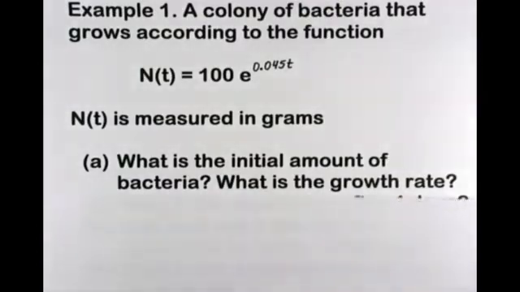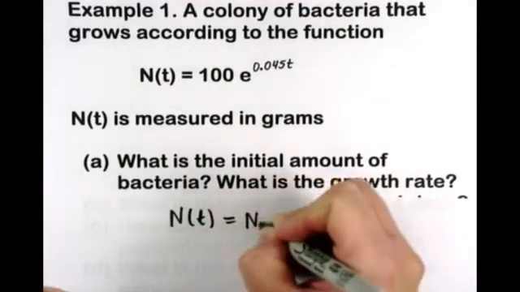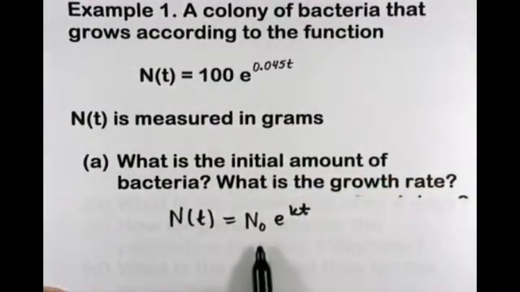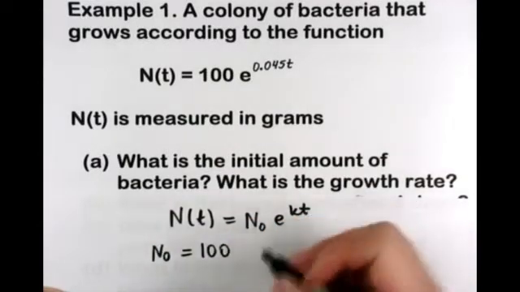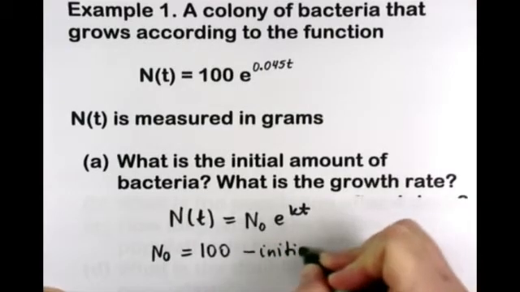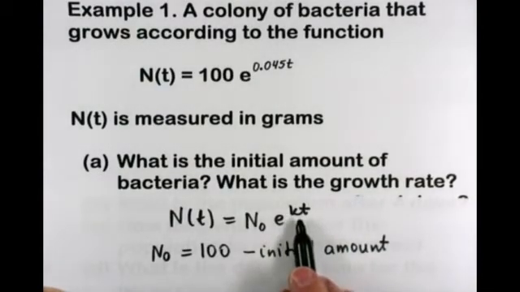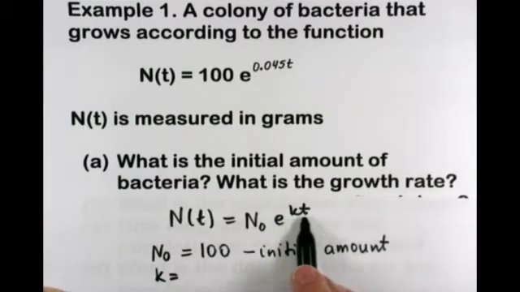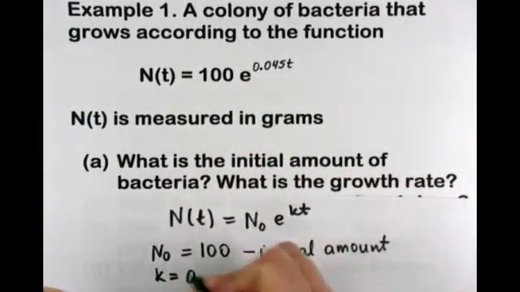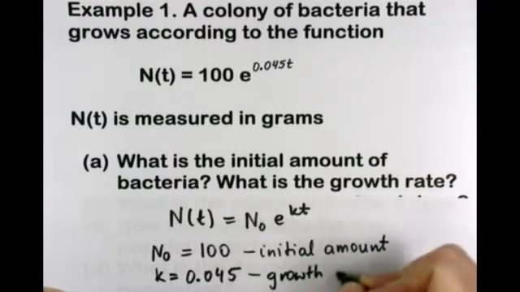Okay, let's do A, the initial amount. We know that the formula for exponential growth is N(t) = N0 e^(kt). So my N0 is the coefficient of e, which is the initial amount, and it is 100. That's the initial amount. k is the coefficient or constant, in other words, the growth rate. So my k is the coefficient of t, which is 0.045. That is the growth rate.